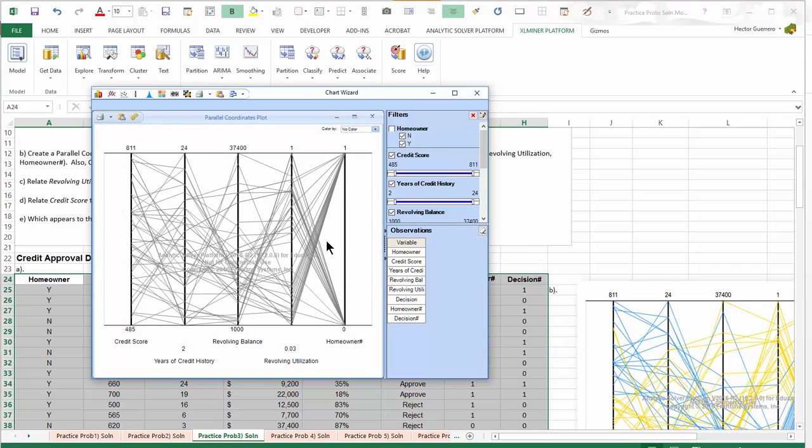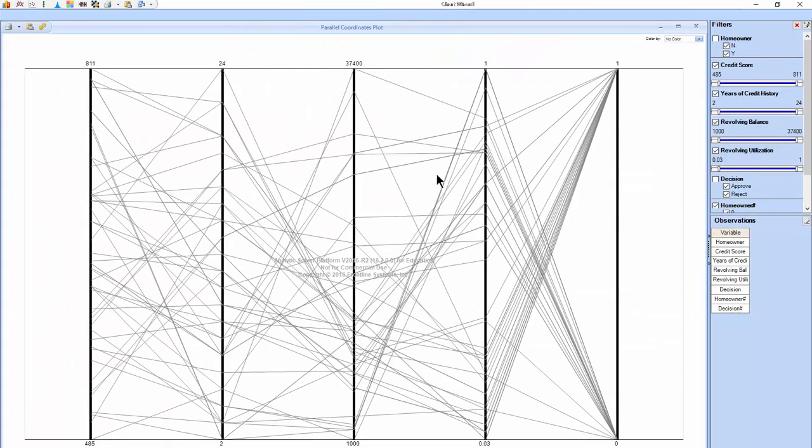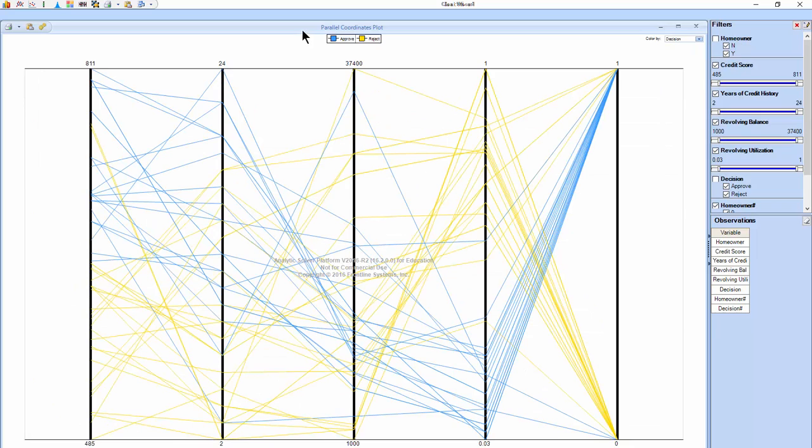It's kind of hard to tell what's going on there, but our interest is in looking at this graph in the context of who is approved and who's not approved. So I go up here to the color by, and I color by decision. So approval is blue and gold or yellow is rejection. So what do we see here? We see a lot of the people that are approved had pretty good credit scores, higher credit scores. Here's the lowest credit score, here's the highest credit score. The yellow here, the gold, is those folks that weren't approved.